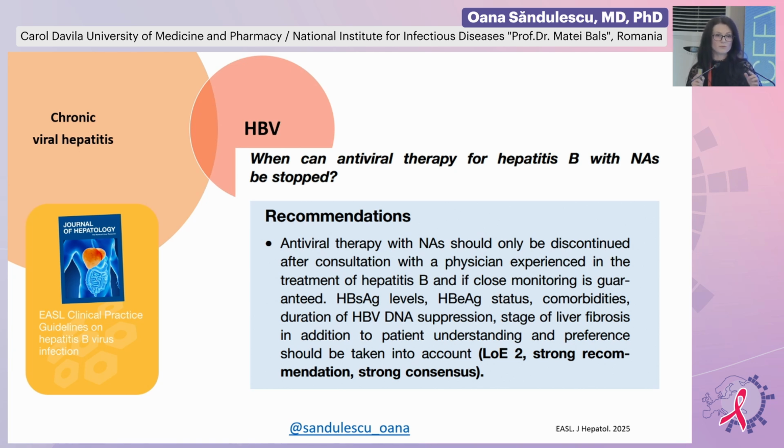Why? Because there's a real high risk of having a flare after stopping nuke treatment, and that flare can either lead to clearance of viral infection, but that is exceedingly rare, particularly in European populations, or it can lead to severe liver outcomes. So theoretically, we can stop nukes in highly selected patient populations, those who have been undetectable for several years, who have really low quantitative HBs antigen, but we need to monitor them really closely.